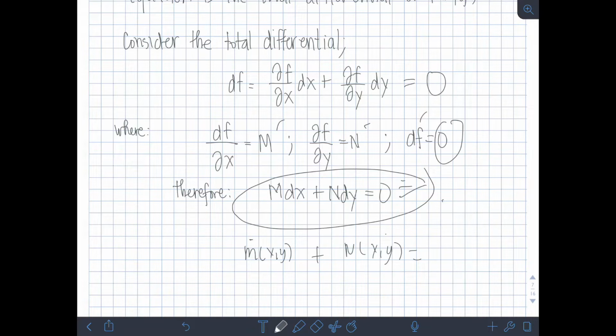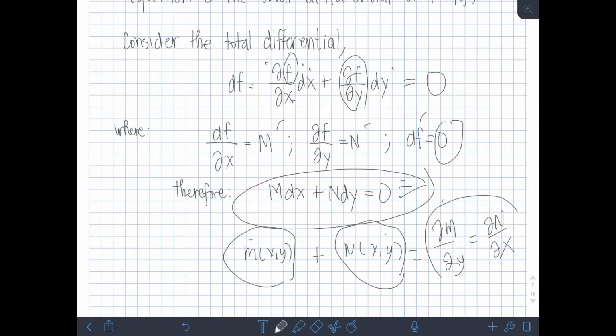Tapos hahanapin natin yung function f in such a way na yung partial derivative ng f with respect to x ay equal dito sa M of x, y. Tapos yung partial derivative ng f with respect to y ay equal dito sa N of x, y. Then nakamultiply lang sila sa differential dx at dy. Masasolve na natin yung dE. Considering na kapag exact, dapat yung partial derivative of M with respect to y is equal to partial derivative of N with respect to x. So, gagamitin ulit natin tong testing procedure na to para sa pagsasolve ng exact differential equation.